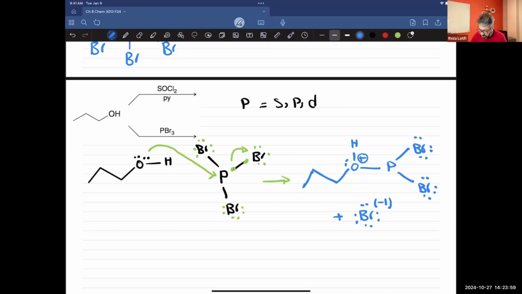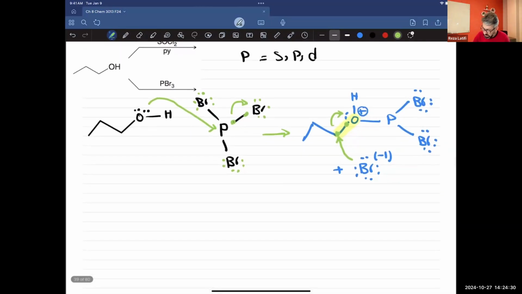Now look at oxygen. Oxygen has a positive charge. Oxygen is really electronegative. Oxygen does not want to have a positive charge. So oxygen will try to steal these 2 electrons and leave the system. If the oxygen leaves the system with those 2 electrons, it will be neutral. And bromide is going to use this situation, and it will attack carbon. If it attacks that carbon, we will get this product.